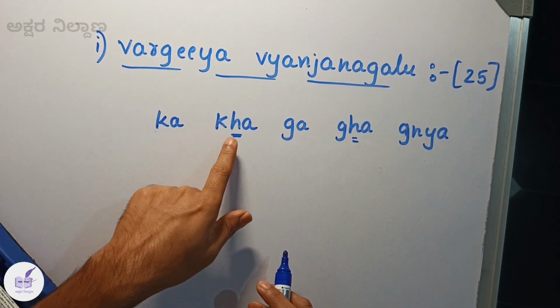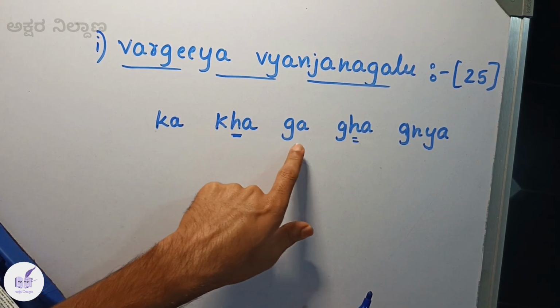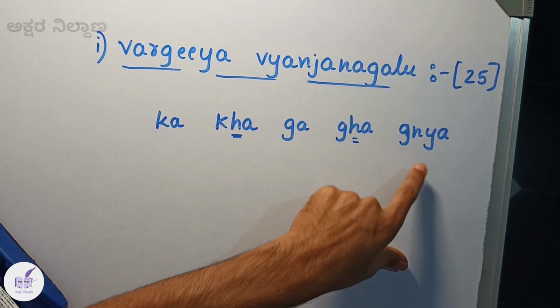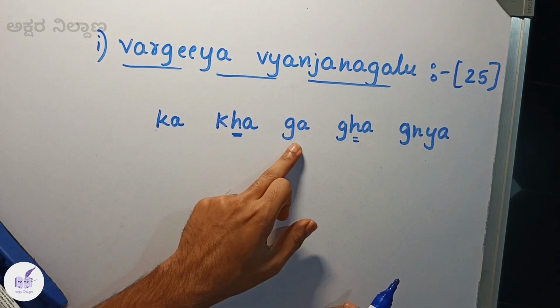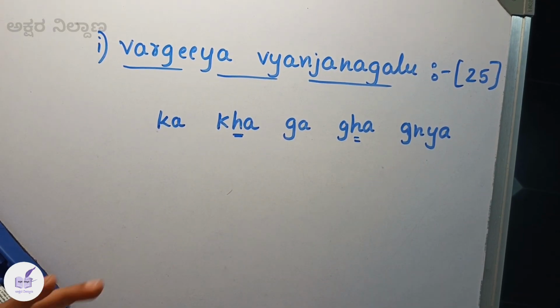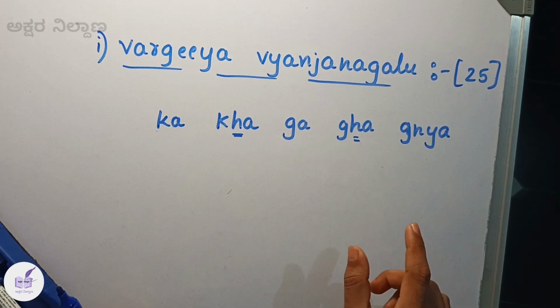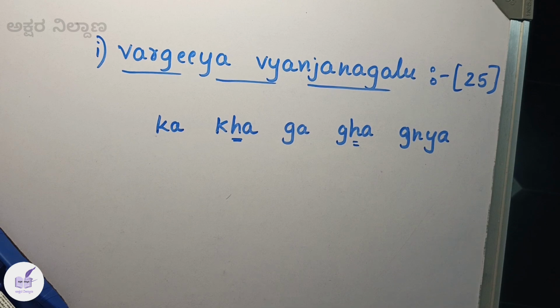So it is ka, it is kha, where the H sound needs to be expressed more. It is ga, it is gha, and it is gnya. Okay, listen to me first. Ka, kha, ga, gha, nya. This is a way of pronouncing them. Ka, kha, ga, gha, nya. So you can just observe the pattern of pronunciation here.